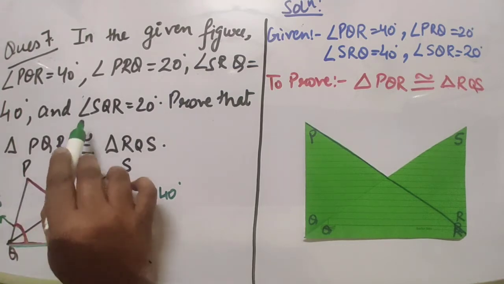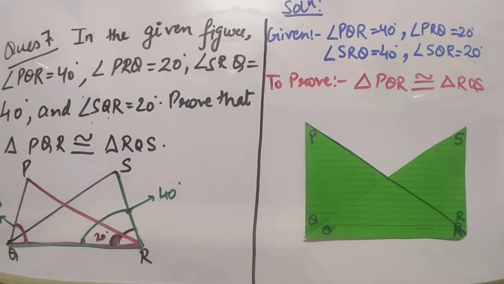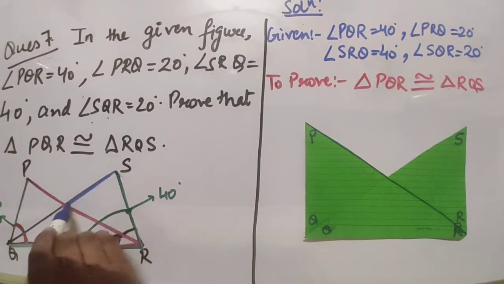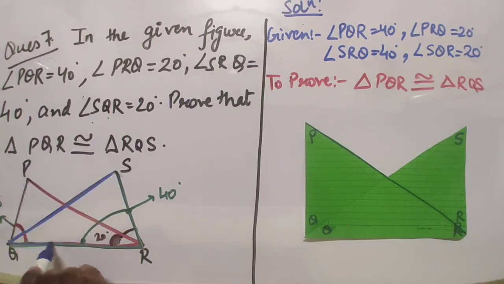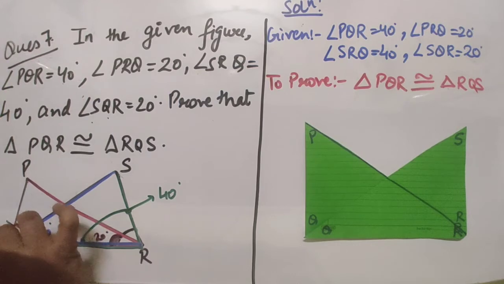Now let's come to SQR. It means now we are talking about the angle SQR. So this small angle is given as 20 degree. A bit confusing, right? Not to worry, we will just make it very easy.